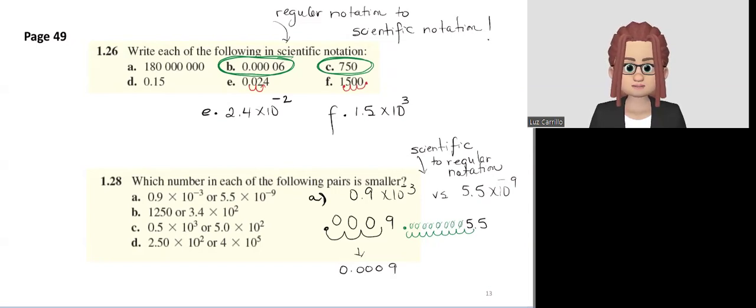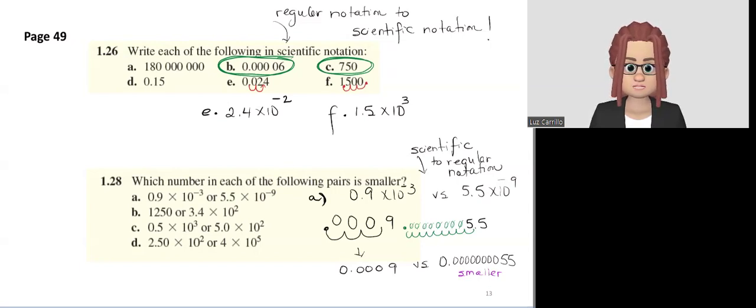So that number becomes 0.1, 2, 3, 4, 5, 6, 7, 8, 5, 5. So that is the regular notation. So when we compare these two, we can observe that this number is smaller because of the quantity of zeros that are preceding the non-zero digits. What is the shorthand when it comes to an exercise like this?